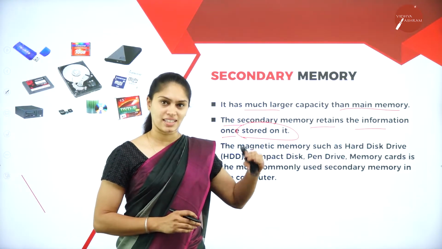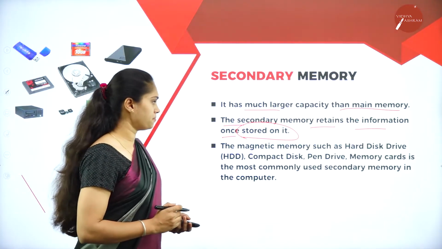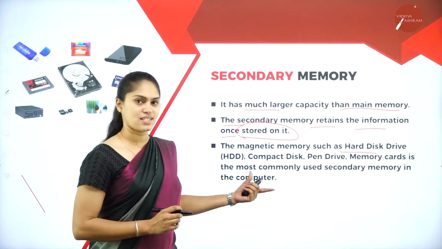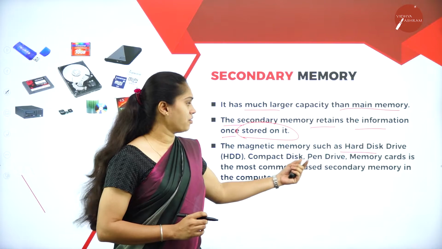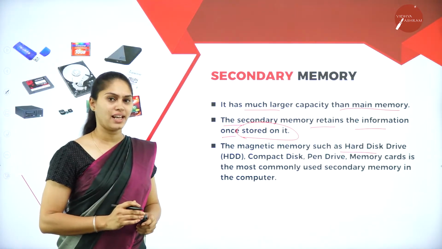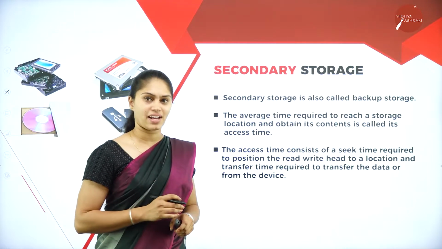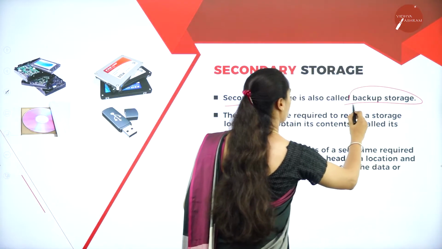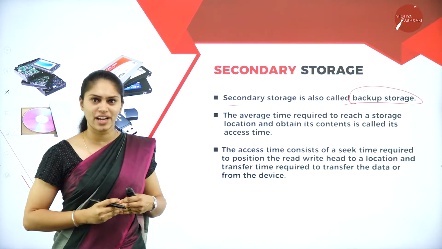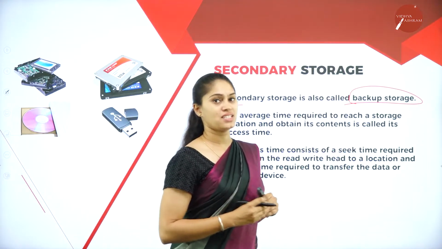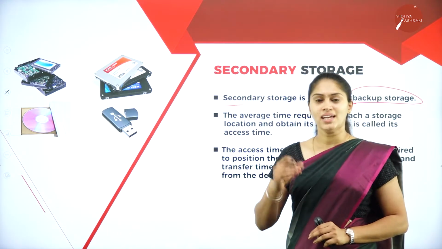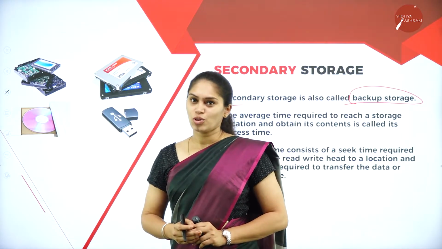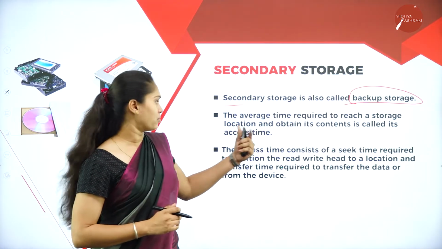When it comes to the types or examples of secondary memory, we can see that we have a hard disk drive, compact disk, that is nothing but CD, then pen drive and memory cards, which are the most commonly used secondary storage devices, right? So now we'll see, secondary storage is also called backup storage. Why is it called backup storage? Because whatever data and information is stored with the help of this secondary memory will be retained as it is even though the power supply is not on. So we can say this is a backup memory, right?